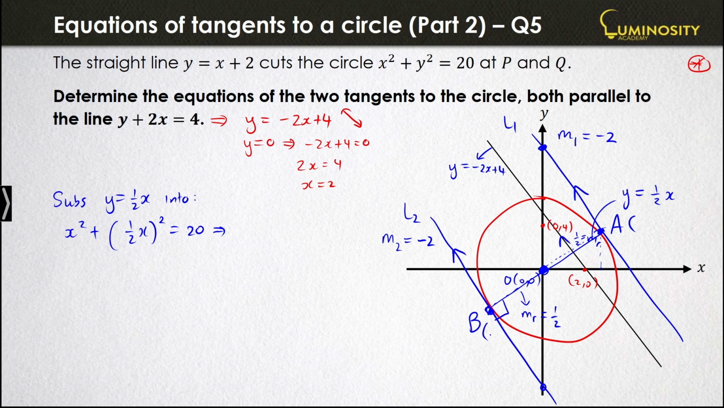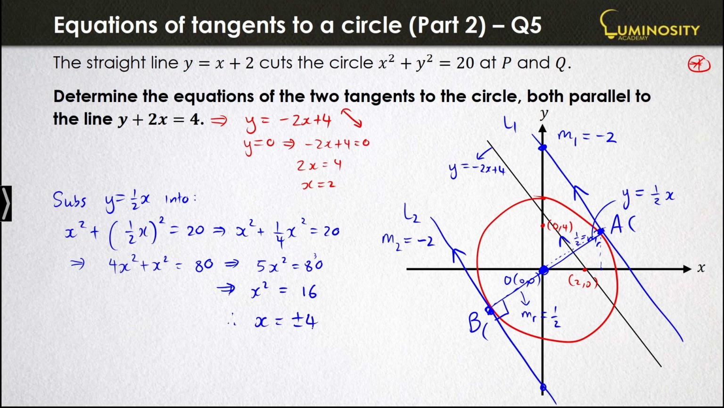Okay, so x squared, and it's going to become a quarter x squared equals 20. Then I'm going to multiply everything by 4, so I get 4x squared plus x squared equals 80. So I'm going to get 5x squared equals 80. And then if I divide both sides by 5, 5 goes into 80 sixteen times. So you get x squared equals 16. So x is equal to plus or minus 4.